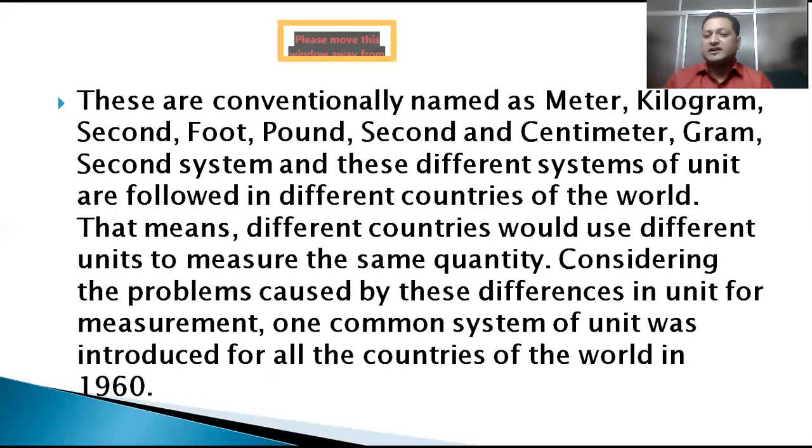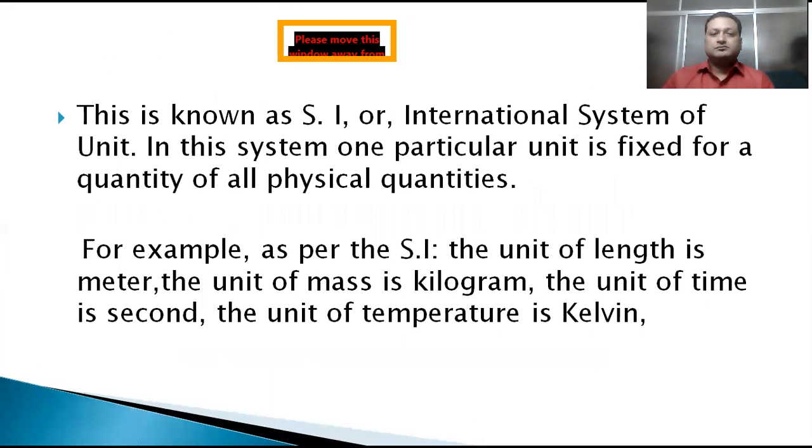Considering the problem caused by these differences in units of measurement, one common system of unit was introduced for all the countries of the world in 1960. This is known as SI, or the International System of Units. In this system, one particular unit is used for each of the practical physical quantities. For example, as per the SI, the unit of length is meter, the unit of mass is kilogram, the unit of time is second, and the unit of temperature is Kelvin.